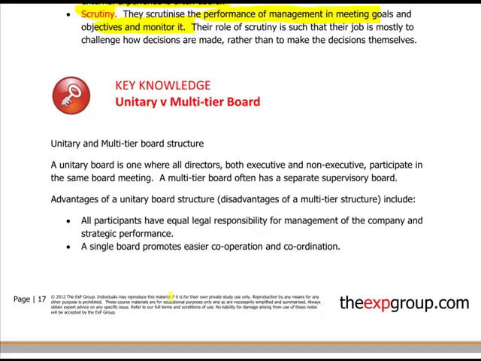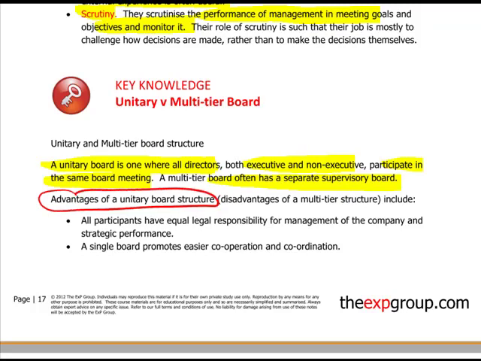Now, boards can be in 2 forms. They can be unitary or they could be multi-tiered. A unitary board is one where all the directors, both executive and non-executive, participate in the same board meeting. A multi-tier board has a separate supervisory board. So people are not always on the same board. There's like the lower one and the supervisory above it. Now in exams, the key thing here is to note that the advantages of one are effectively the disadvantages of the other. And when you're doing exams, you mustn't just come down on one side with your opinion. You must give both sides. So it's a nice list to try and learn. It will help you in your exams.